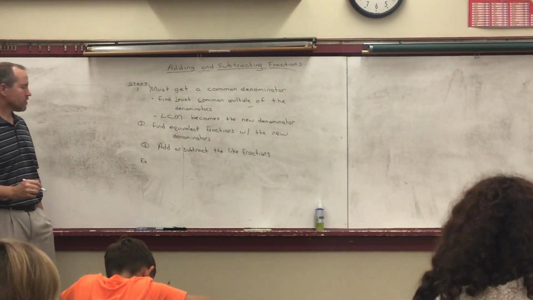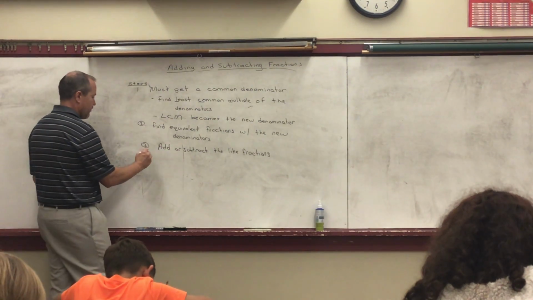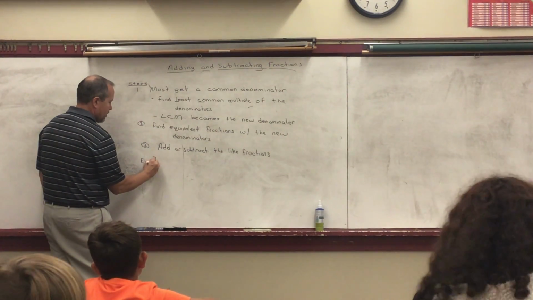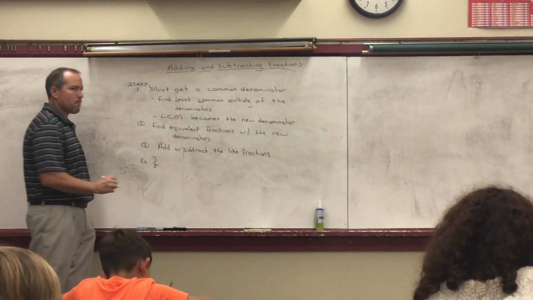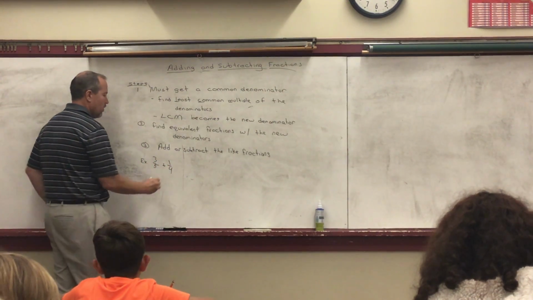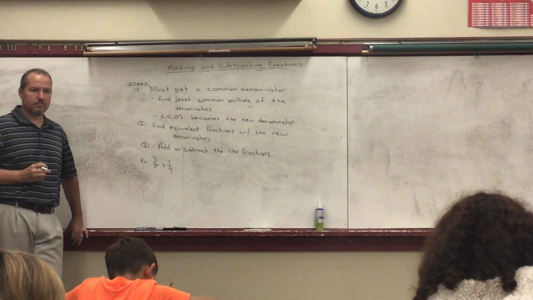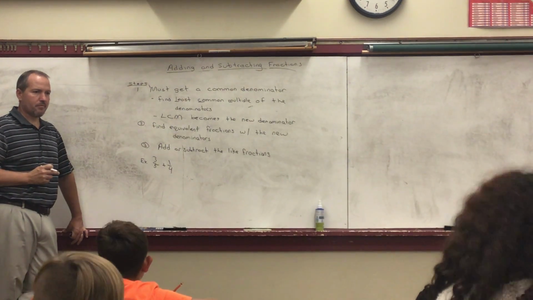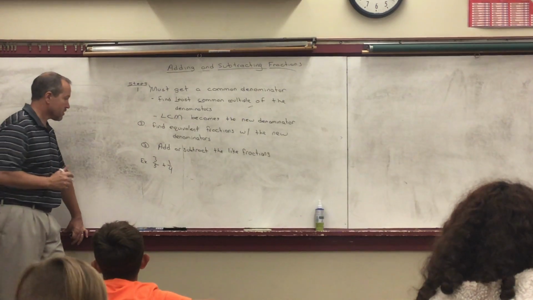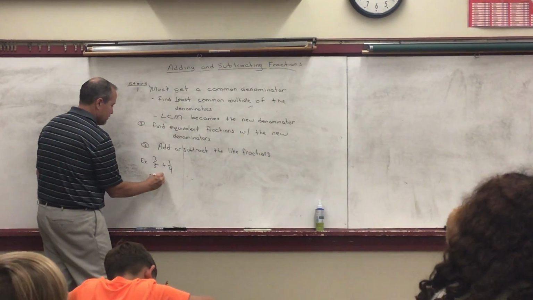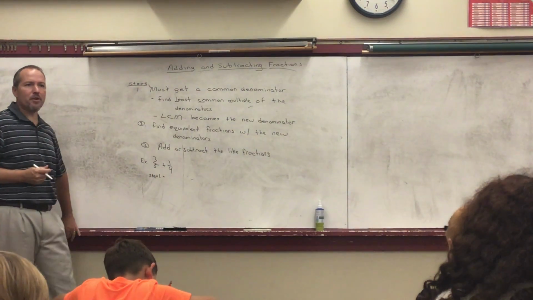Example. Let's say we have 3/5 plus 1/4. Step 1. What do we do in step 1?